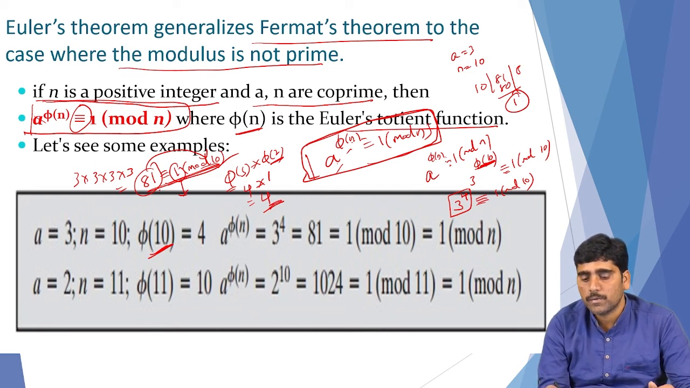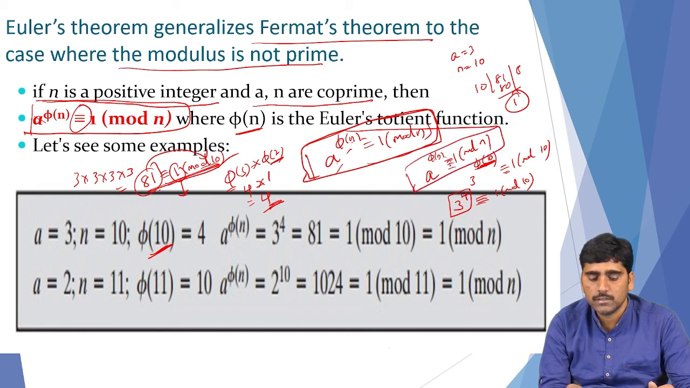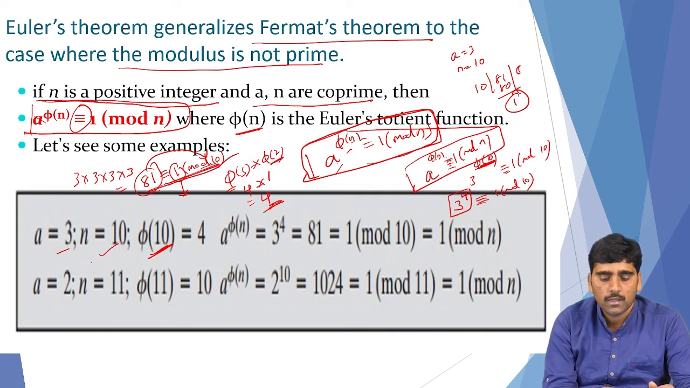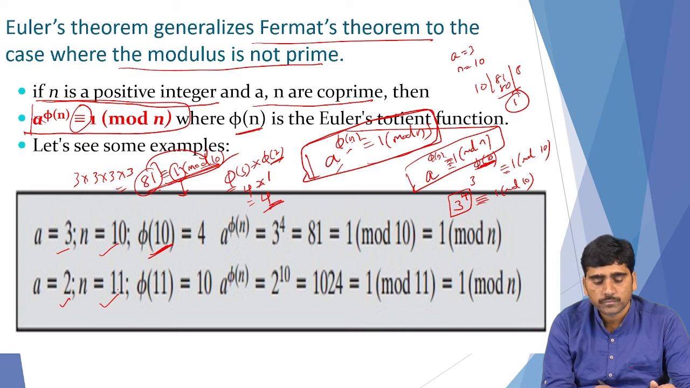So that is nothing but a to the power phi of n congruent to 1 mod n is satisfied for these values, a equals 3 and n equals 10, right? Similarly, you can see another example, a equals 2 and n equals 11. So what values will we get here? So a equals 2, so 2 to the power phi of n congruent to 1 mod n. So a is 2 and phi of n is nothing but phi of 11.